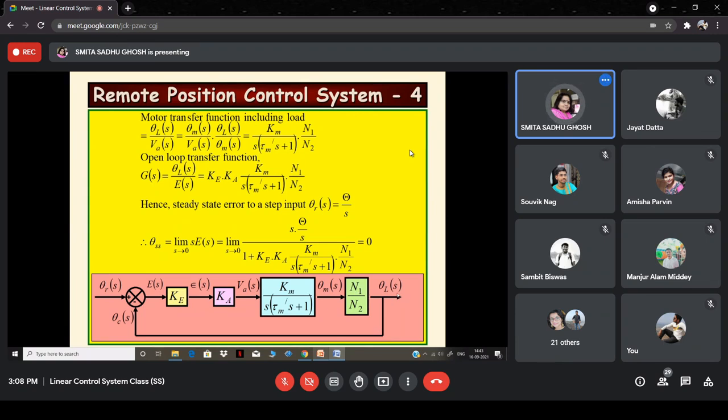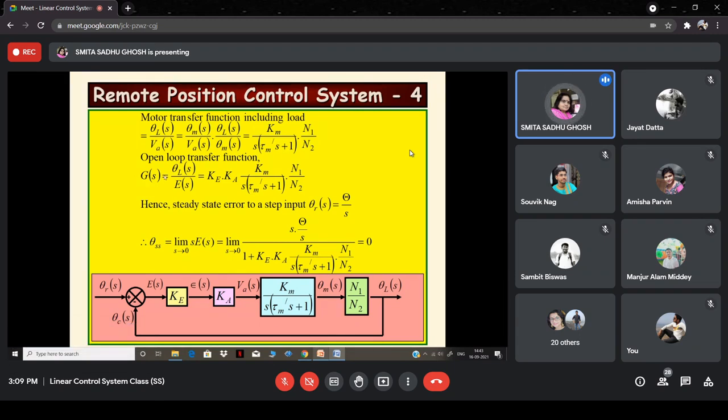So, overall, this is what we have in the forward path, and then the unity feedback path. As I mentioned once earlier, I'll restate that if there was a gearing arrangement between this feedback which is being applied and the load angular position, then that gear ratio would have had to be considered in the feedback path. Here, the gear ratio is equal to 1 because there is no gear actually. So the coupling is direct, right?